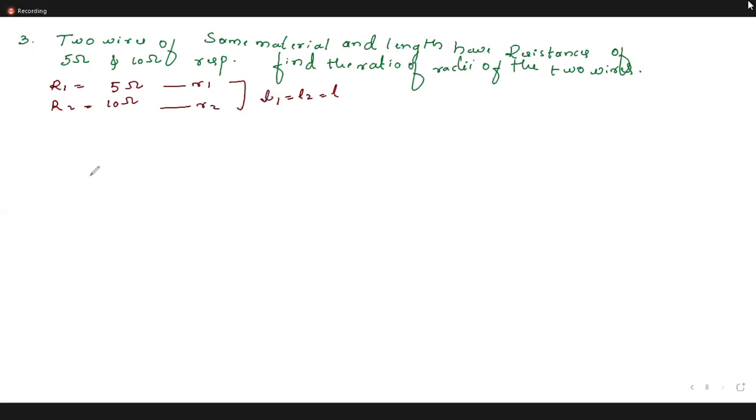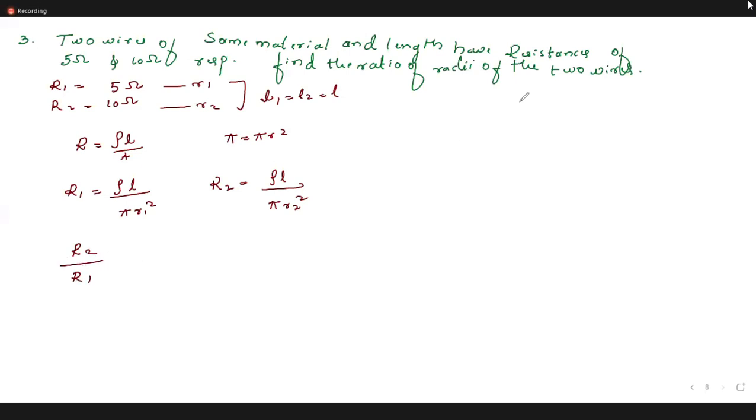Then let me write the relation between the resistance and the resistivity of the wire. Resistance R is equal to rho L by A, where the area of the wire is pi r square. So R1 is equal to rho L divided by pi r1 whole square, and R2 is equal to rho L divided by pi r2 whole square. Let me take the ratio R2 by R1.